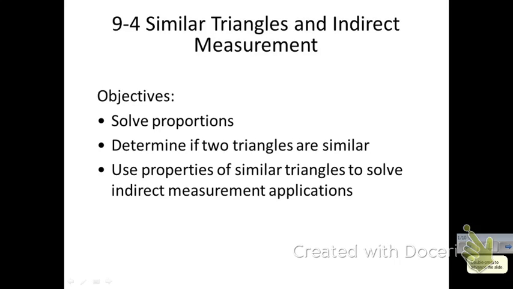In today's assignment, we're going to work with similar triangles and indirect measurement. So we're going to solve proportions, and then we're going to determine if two triangles are similar. And then we're going to use properties of similar triangles to solve indirect measurement applications. So cross product is just a method used to solve proportions.